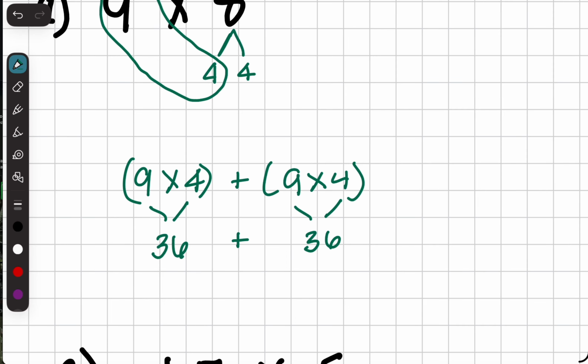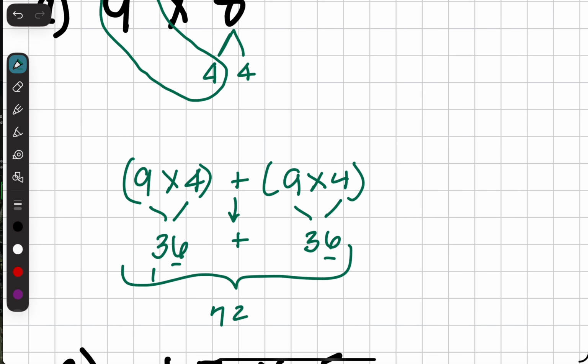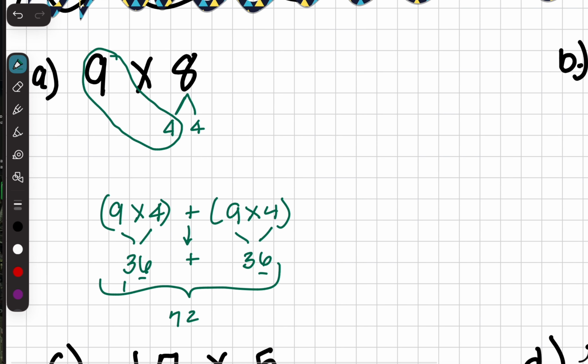Okay, so now I'm going to add, meaning I'm going to drop down that plus symbol I have. I'm going to add my two totals here, and I have 36 plus 36, which is equal to, let's see, 6 plus 6 makes 12. Carry the 1 to the tens place. So that means 3 plus 3 plus 1 makes 7. So that means my answer is going to be 72 for 9 times 8.